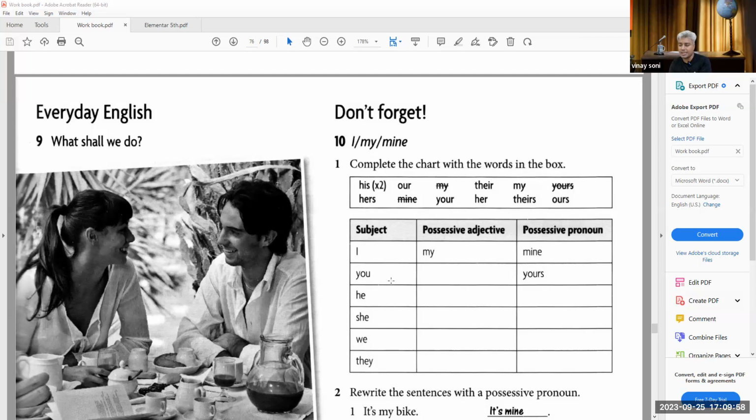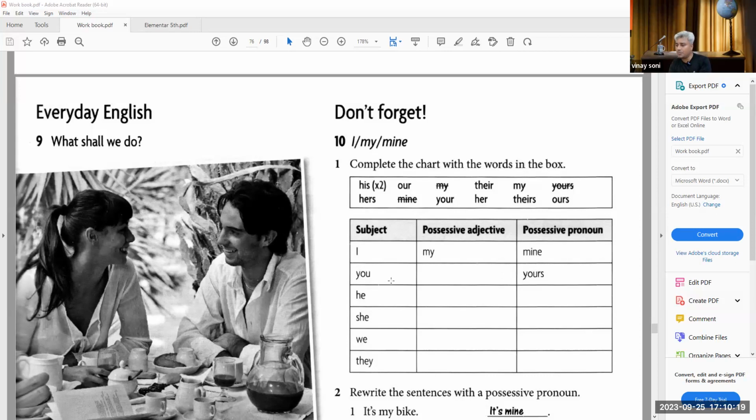Now with he, possessive adjective is his. And possessive pronoun is also his. It doesn't change. All right, his mother. His is a possessive adjective. There is a noun after this. His mother.